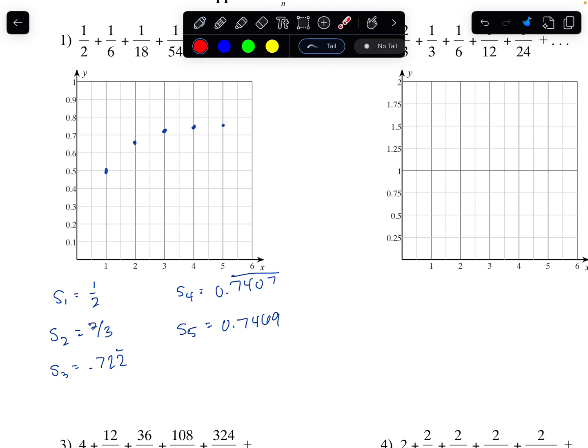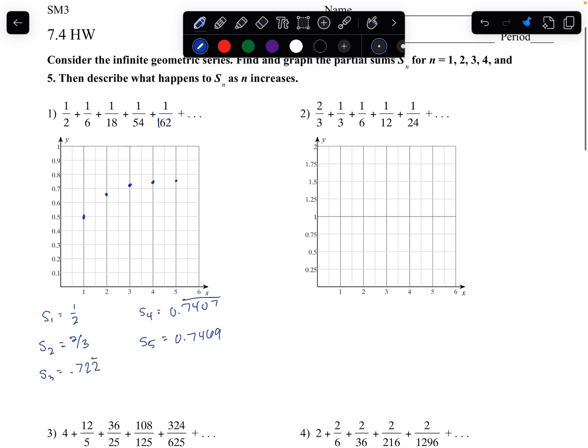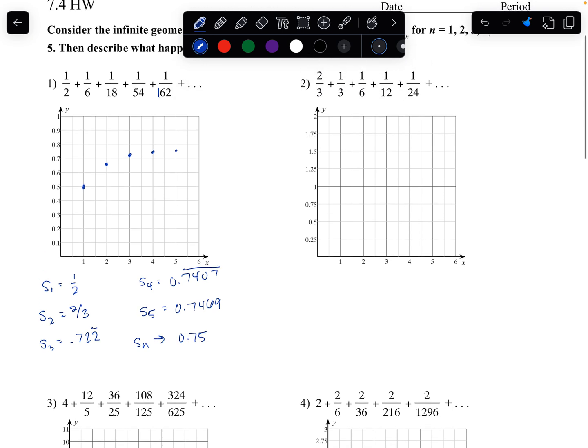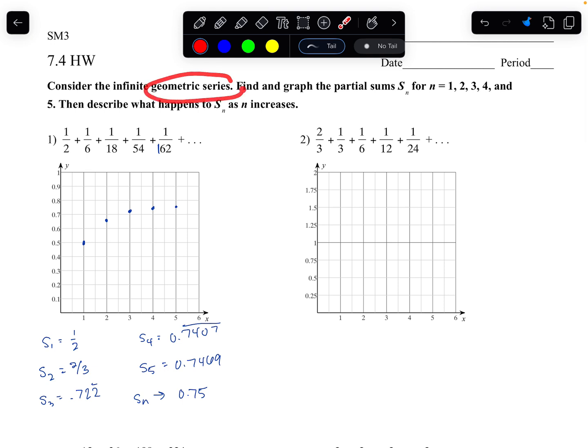So what's happening to the S sub n as n increases? I think it's getting closer and closer to 0.75. So I'll say S sub n approaches 0.75. That's what I would say. You can kind of see that that's where this is going. And that's what an infinite geometric series does. If the ratio is less than 1, sorry, then the infinite geometric series converges.